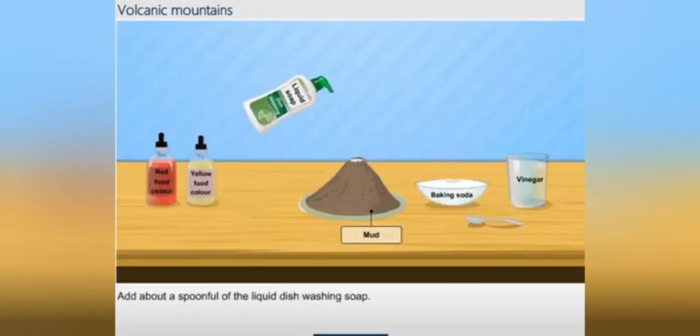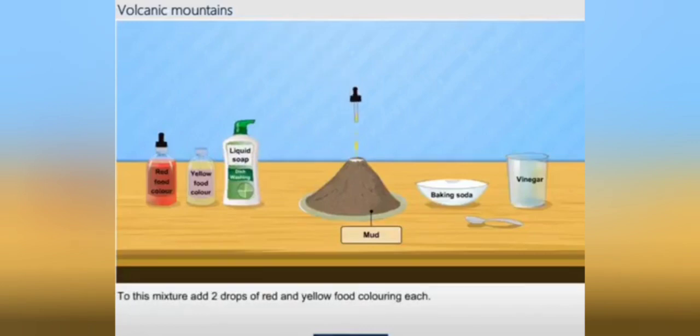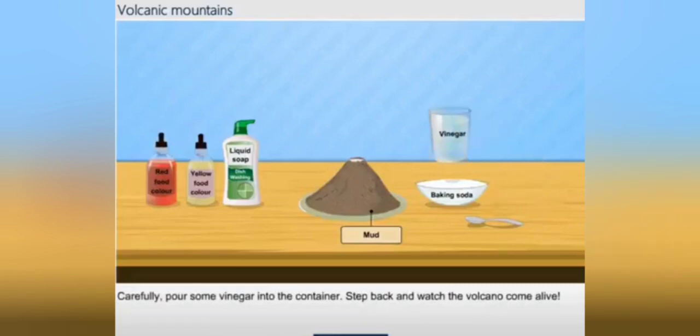Add about a spoonful of liquid dishwashing soap. To this mixture, add 2 drops each of red and yellow food coloring. Carefully pour some vinegar into the container. Step back and watch the volcano come alive.